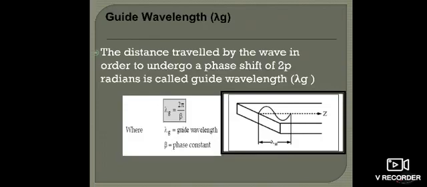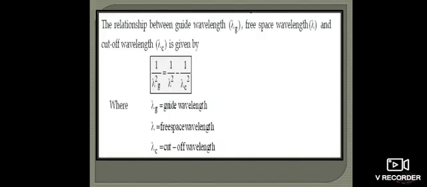The guided wavelength is denoted as lambda g. It is the distance travelled by the wave in order to undergo a phase shift of 2 pi radians, and it is given as lambda g equals 2 pi by beta, where lambda g is the guide wavelength, beta is the phase constant, and 2 pi is the phase shift of our single signal frequency. And we have a relation between the guide wavelength, free space wavelength, and the cutoff wavelength.